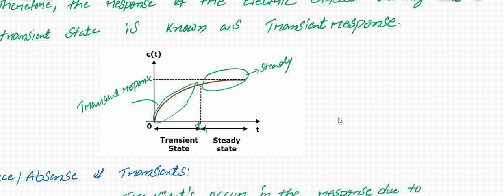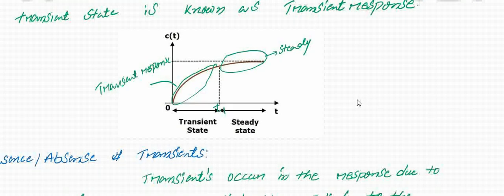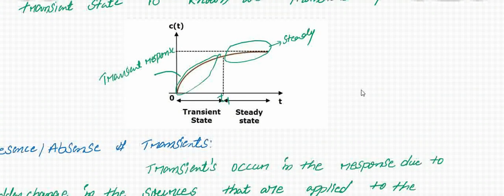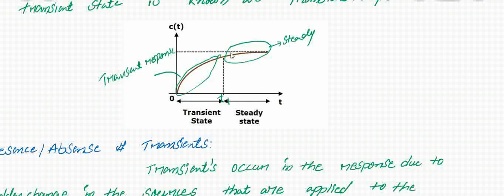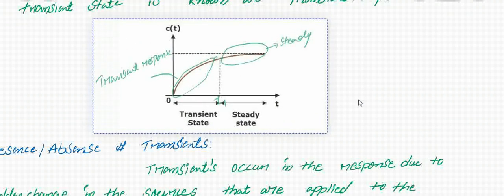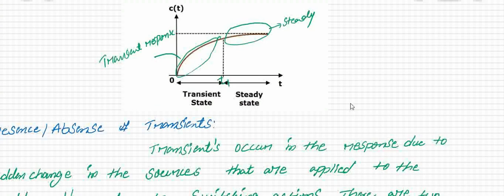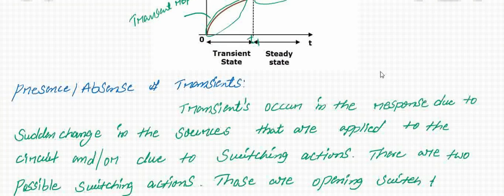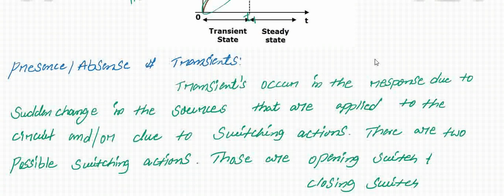So whenever we analyze the response of a circuit with respect to time, we may get these types of responses: transient response and steady state response. Now we are going to see the presence and absence of transients.